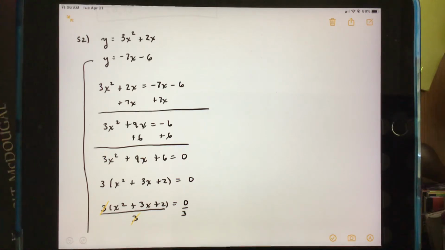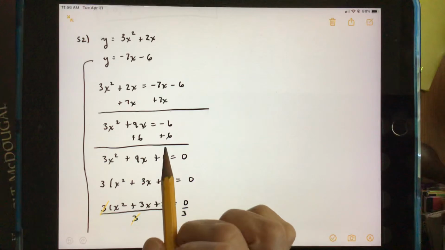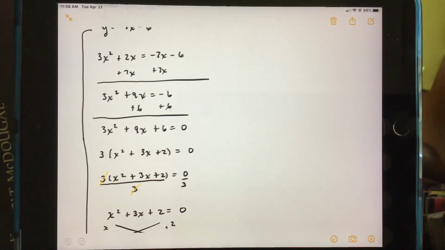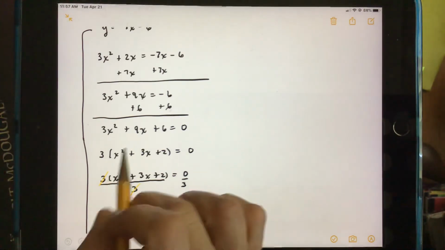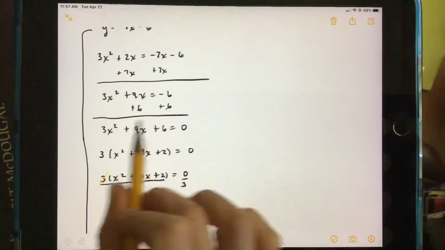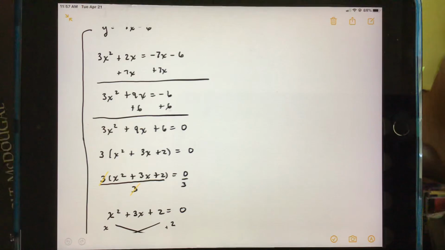I'm thinking factoring might be a good method choice. So I'm going to get equal to 0 by adding 7x to both sides and adding 6 to both sides, giving me the quadratic equation 3x squared plus 9x plus 6 equals 0. Well, actually, before we get there, we would end up with 3x squared plus 9x equals negative 6, then adding 6 to both sides. We get our 3x squared plus 9x plus 6 equals 0.